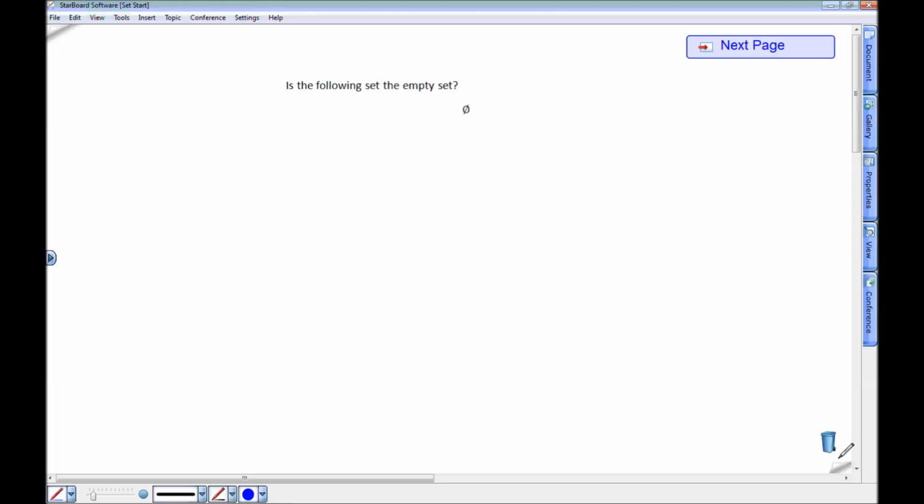Okay, one more example. Is the following set the empty set? Hey, look at that guy. That guy is this guy. Yes, that is a symbol that means the empty set, so that is indeed the empty set.